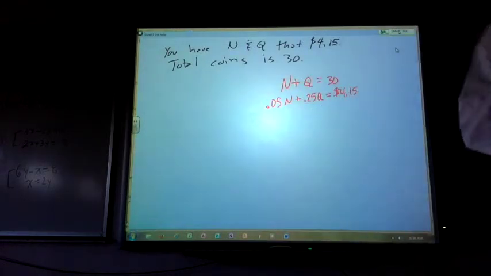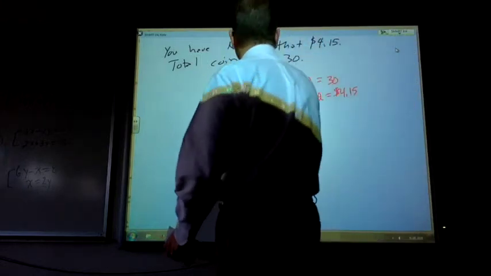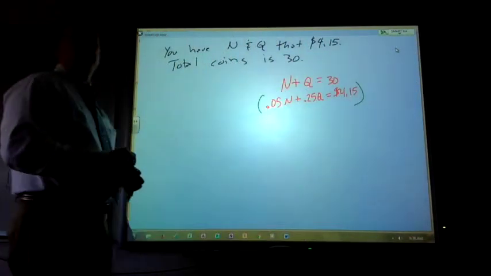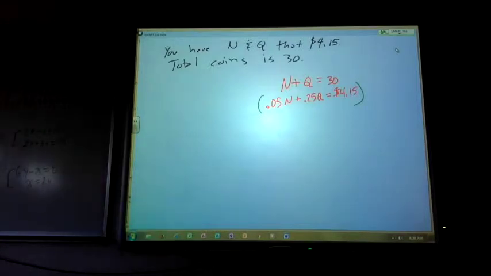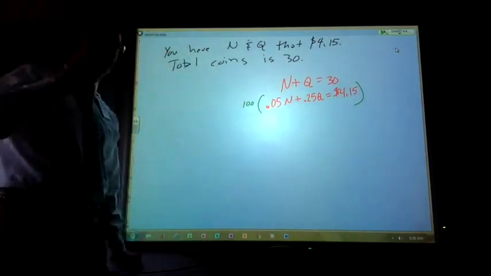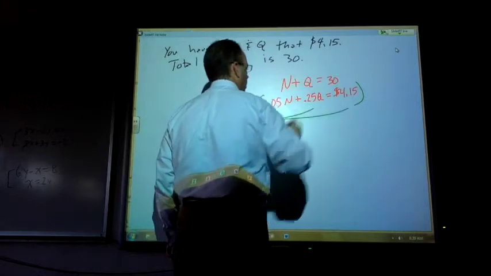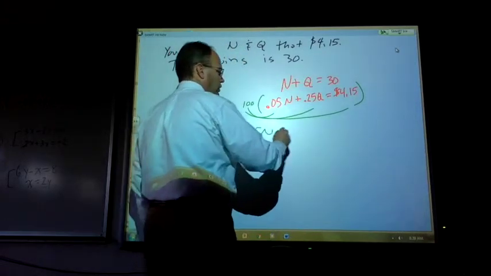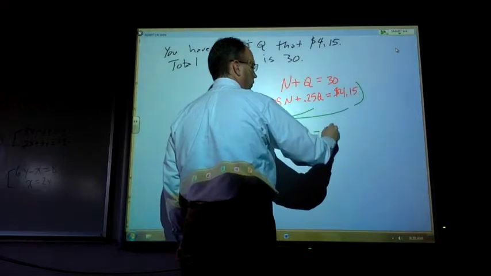I think I want to get rid of my decimals on this one. What should I do to everything? We did it on the last one, which was okay, but I want to try it on this one. What's going to move the decimal 2 places to the right? 10 will move it 1, 1,000 will move it 3 times. So I multiply everything by 100. Multiplying by 100 moves the decimal 2 places to the right on each portion. So I have 5n plus 25q equals 415.